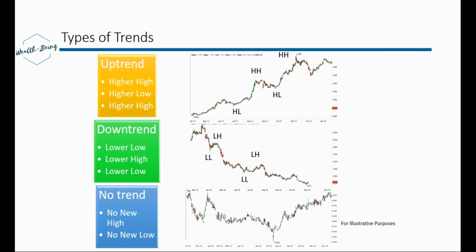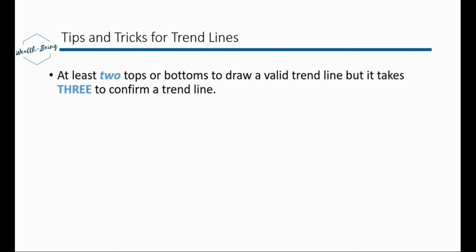Let's look at some tips and tricks for trend lines. As I mentioned just now in the previous two charts, how can we construct a trend line? By connecting 2 points. However, there's one very important area we need to take note of. To confirm that this is a trend line, we need a third point. As I mentioned previously, at least we need 2 tops or 2 bottoms to draw a valid trend line. But it takes the third point to confirm the trend line.